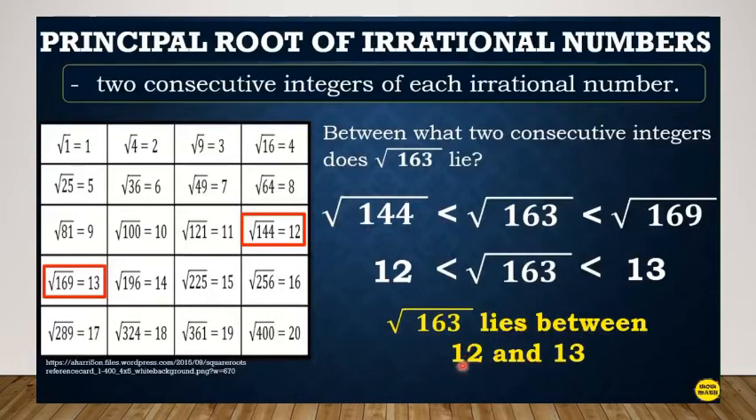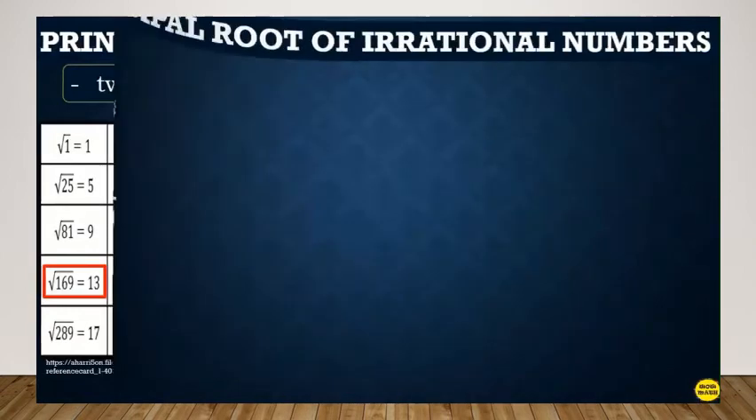So, ito po ang pwede natin kunin, estimation or approximation kapag ang square root natin ay irrational. Okay? Kapag hindi siya perfect square. So, ito po ang pwede natin kunin as estimation or approximation. Kapag ang square root natin ay irrational. So, hindi perfect square. Let's have another.